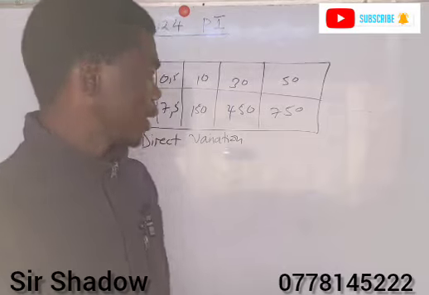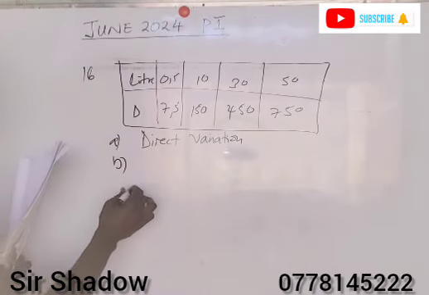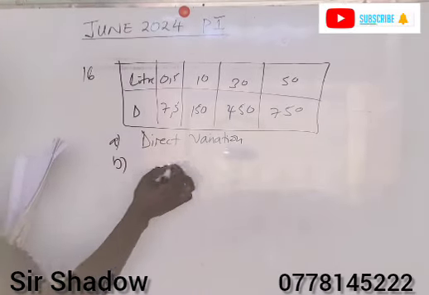Express G in terms of L. We have to let the constant be K. So G is directly proportional to L. We want to eliminate the variation sign and introduce the constant. So G equals KL. We have to choose from this table. I might choose liters is 10, distance is 150. So I might say 150 equals 10K.